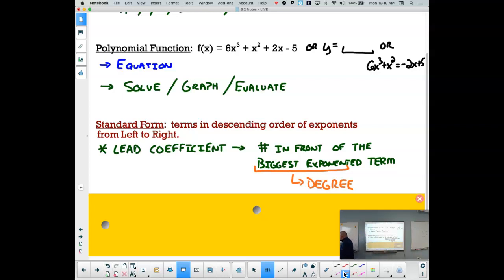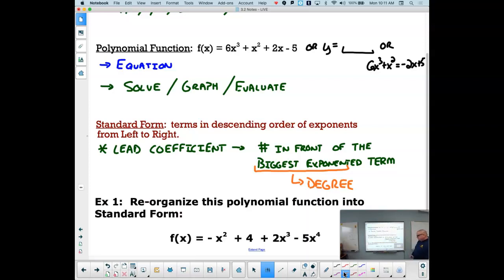Degree is important. It tells us a couple of things, one of which we're going to talk about today in a little bit. What the degree tells us is how many answers we should get if we're solving. So if I was solving f of x for x, I should get 3 answers because the degree is 3. That's one of the nice things that the degree, the biggest exponent, tells us.